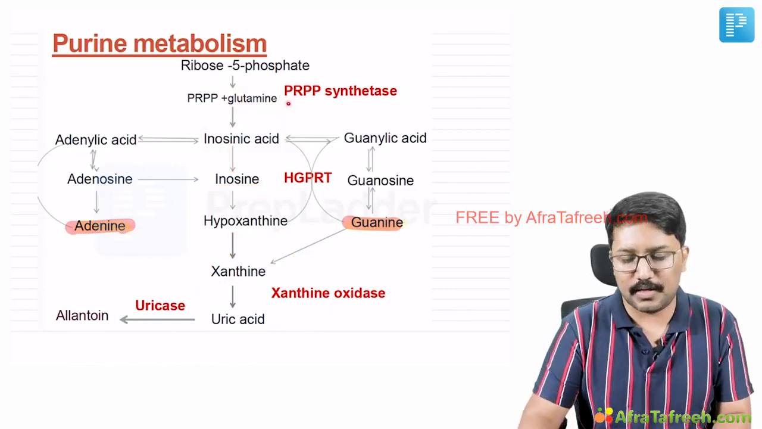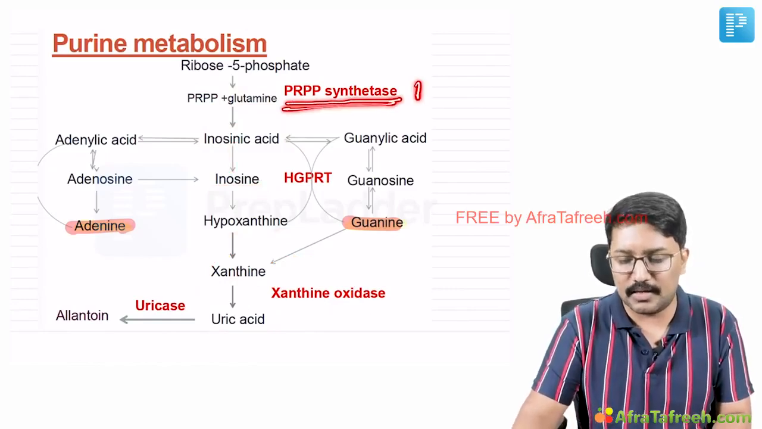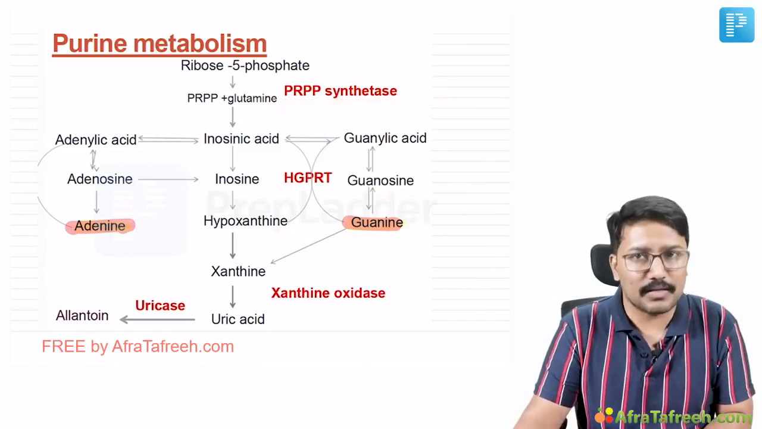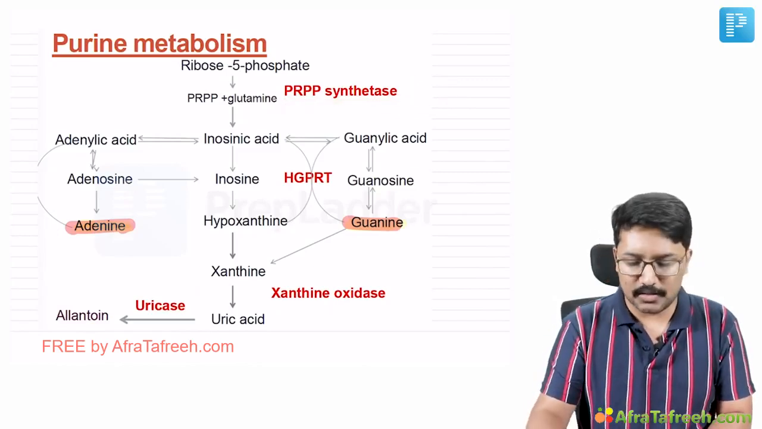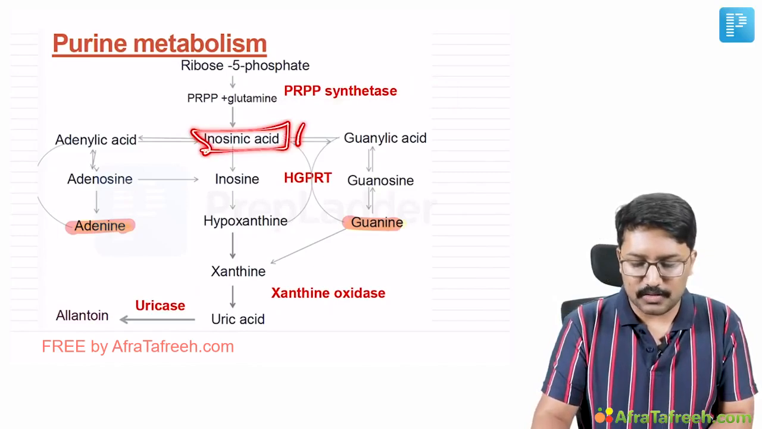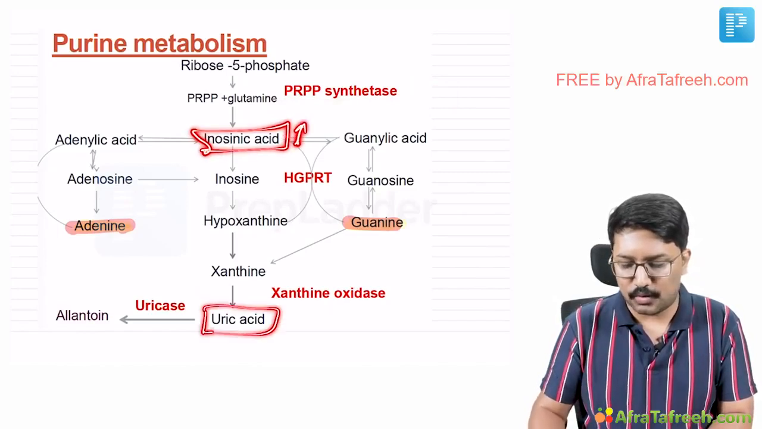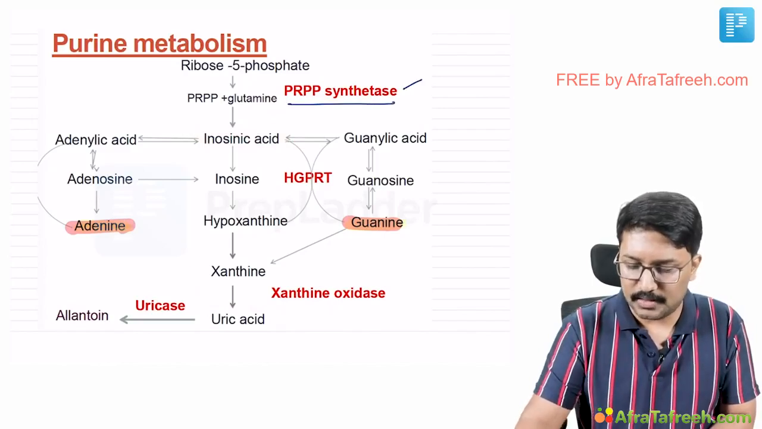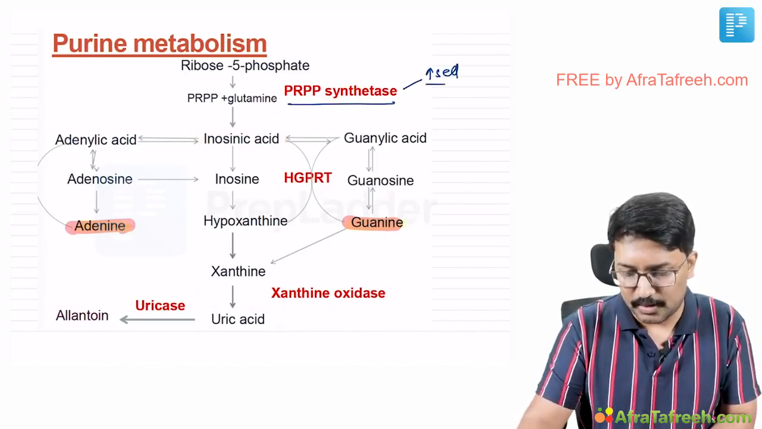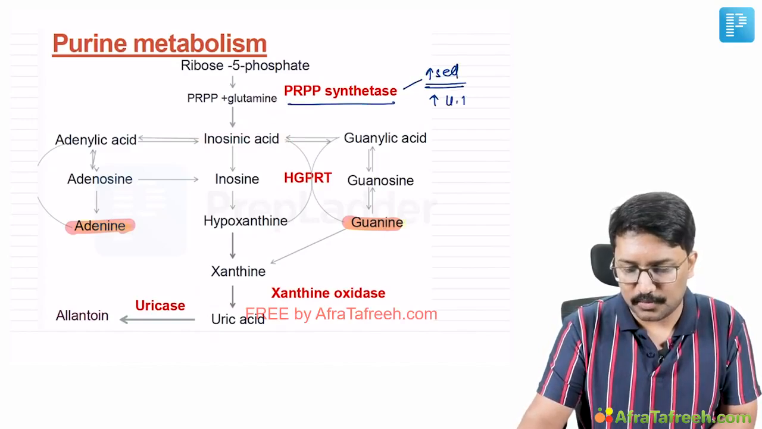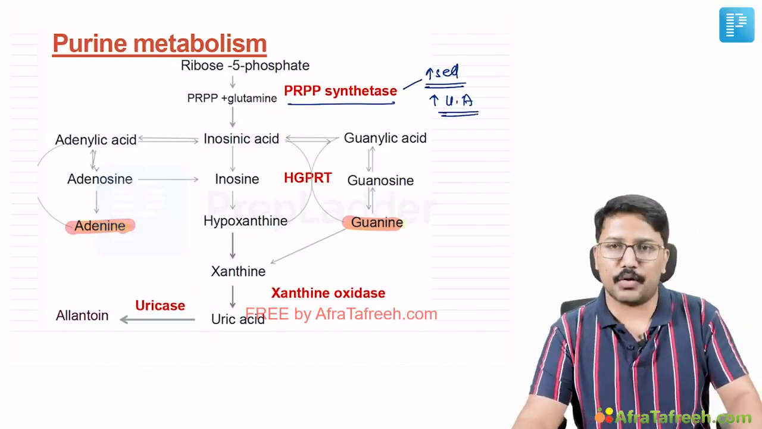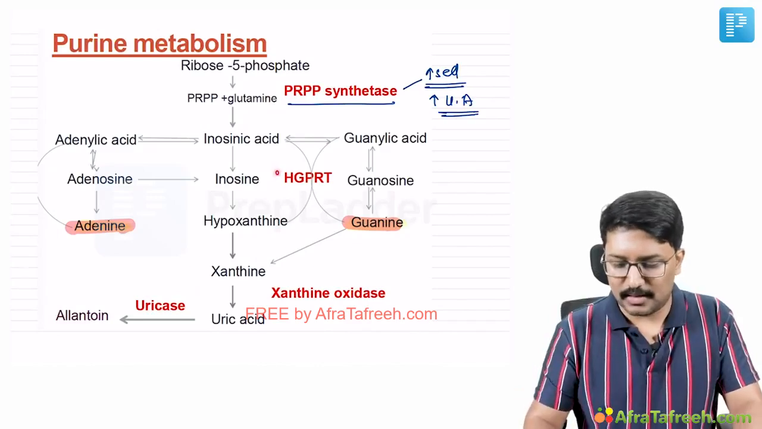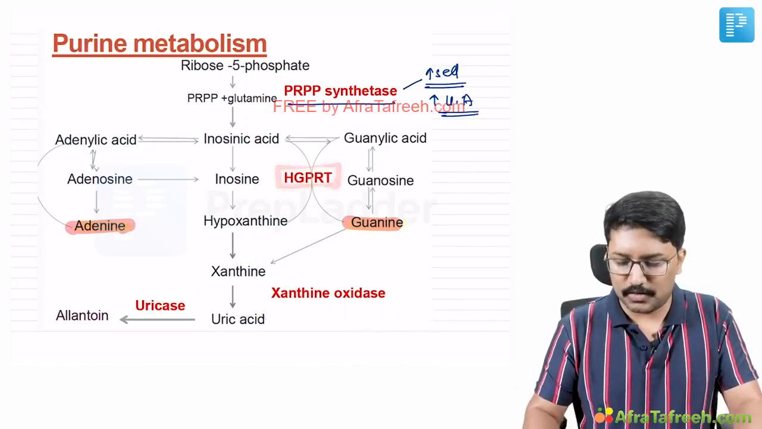So if there is any condition where PRPP synthetase activity is increased, what is the outcome? If the PRPP synthetase activity is increased, that means more inosinic acid is formed. Once more inosinic acid is formed, eventually more uric acid is formed, right? So if PRPP synthetase activity is increased, it can be associated with increased uric acid production, or in other words, hyperuricemia.